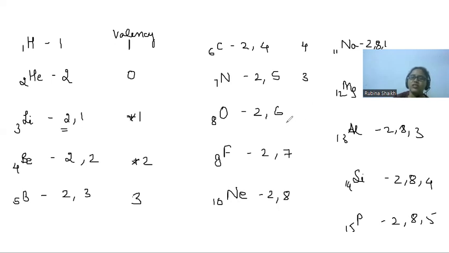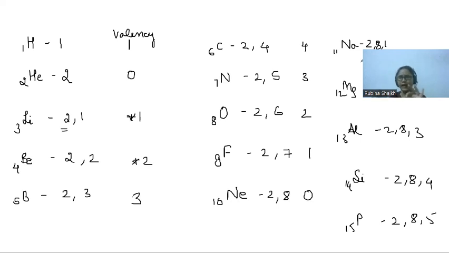Oxygen can attain octet state, that is, it can have 8 electrons by gaining 2 electrons. So it has valency 2. Chlorine has valency 1 and neon has 0 because it is a noble gas. Then sodium has an outermost shell with 1 electron. So mostly we can remember this way.